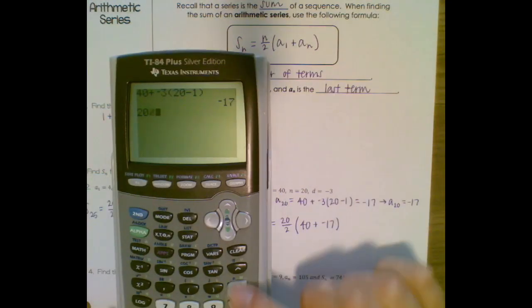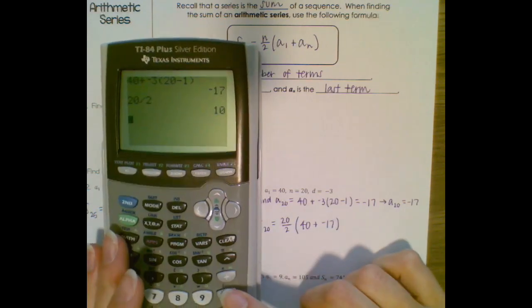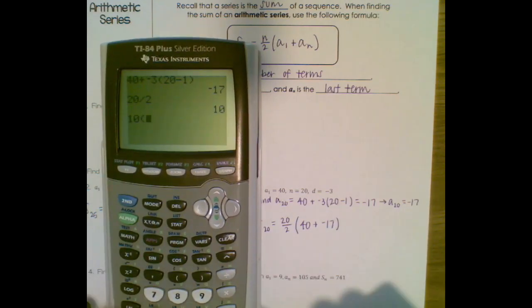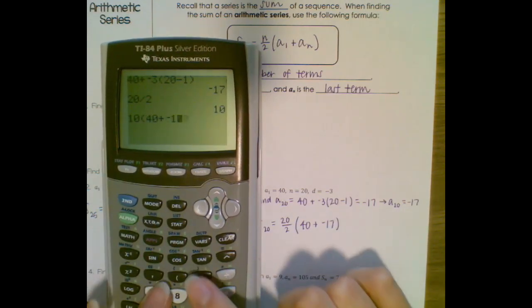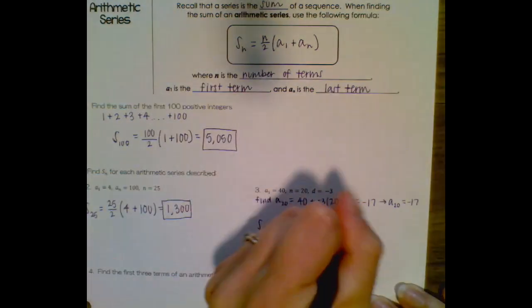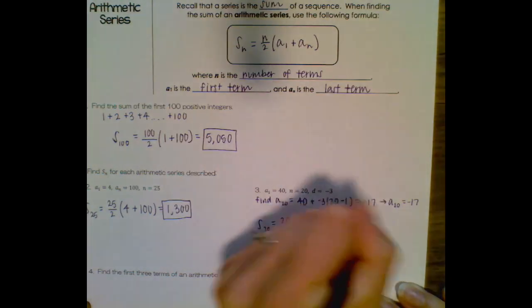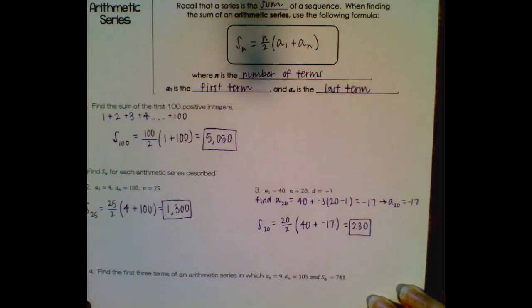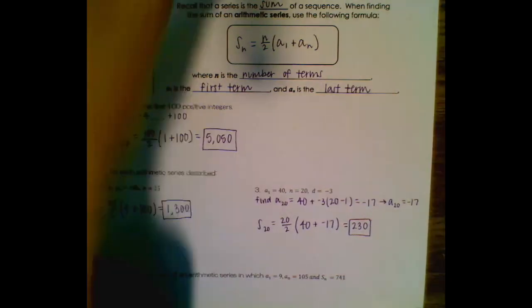So 20 divided by 2 is 10. We're going to do 10 times 40 plus negative 17, which gives us 230. Okay? All right, number 4.